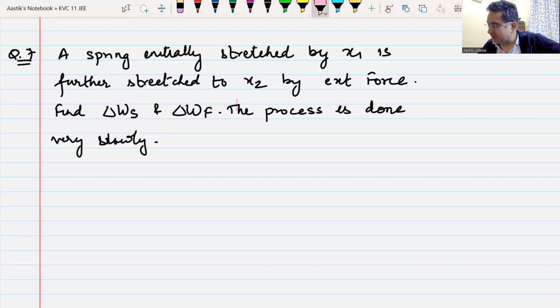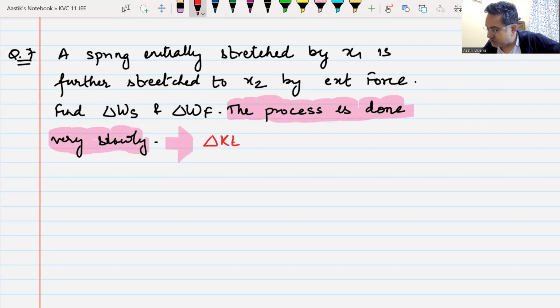Now whenever this type of question comes, it may be mentioned, it may not be mentioned, but one thing is important, the process is done very slowly. What this statement means is that the change in kinetic energy is zero. So we do it very, very slowly so that the kinetic energy does not change. That is the main aspect of this question, that the change in kinetic energy is zero.